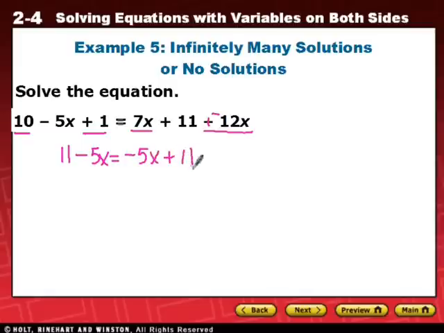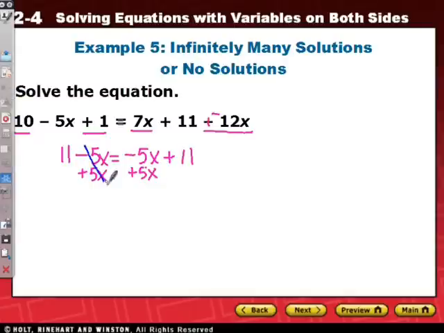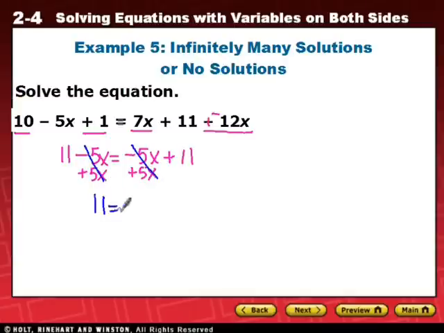If I try to get my x's together on one side, look what happens when I add 5x's to both sides. They just cancel each other out. There's no 5x's, there's no 5x's. And what's left is 11 equals 11. That's the identity. For your answer, you write all real numbers. X could be anything in the whole wide world, and no matter what, the two sides of the equations are going to be exactly the same. So that's your example for many solutions.